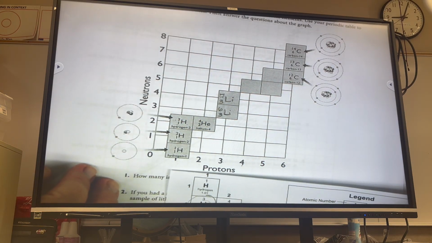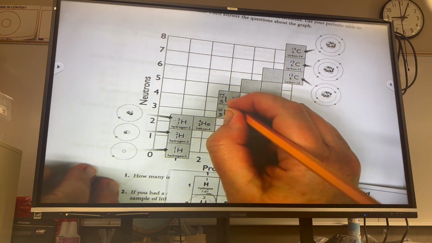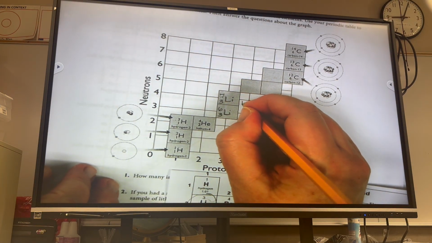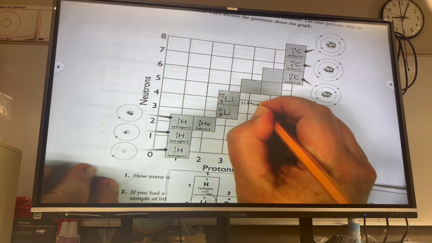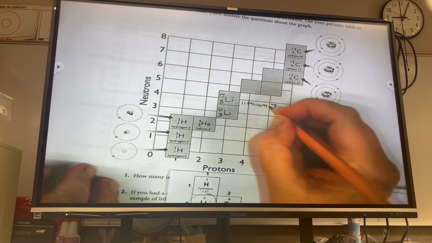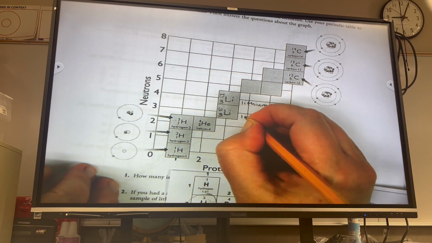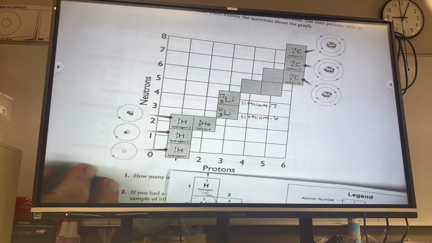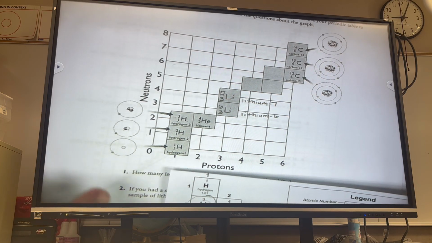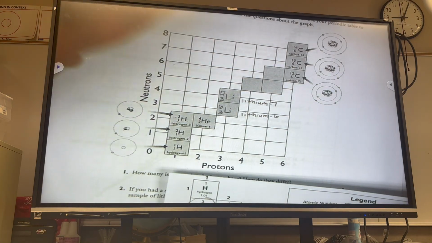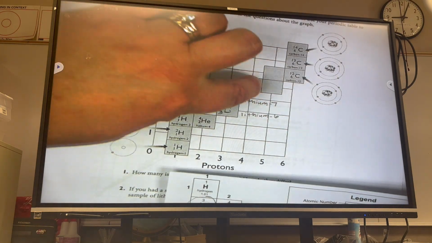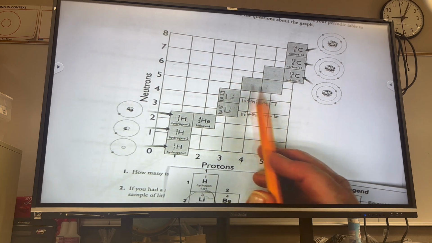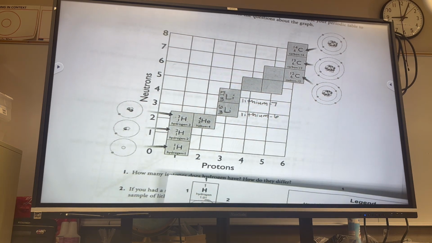Can we fit the little name in there? Maybe. I think I'll write it over here. Lithium 7. And then this one is lithium 6. Okay, so I'm gonna let you guys work on this for a little bit. So try to fill out these 3 boxes and then we will continue.